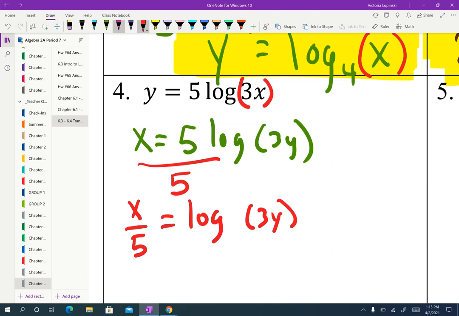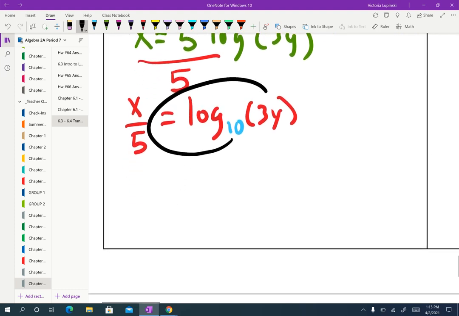And then you have to remember that anytime you see a log without a base, it has to be base 10. So you might want to go ahead and add that in. Only now can you go ahead and do the loop. So start at the 10, loop to the other side, and then come back. So 10 to the x over 5 is equal to 3y.